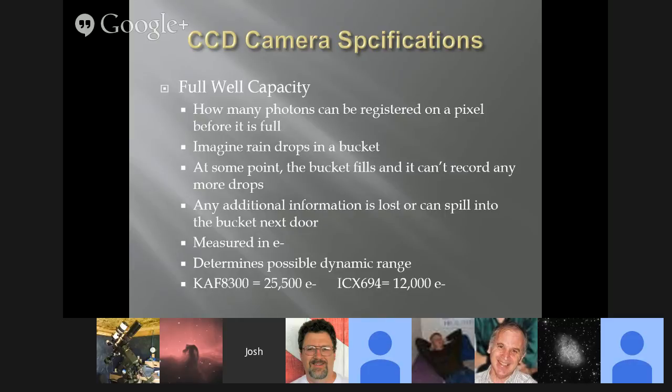capacity. So just giving some of the specs of specific cameras, the KAF 8300 is 25,500, and the ICX 694 is around 12,000. Of course, both of these also will have a gain built into them, which has an impact on it, and they also have different size pixels, which also has an impact on how many photons are hitting those pixels, which you'll see later on when we compare the performance of the two sensors.